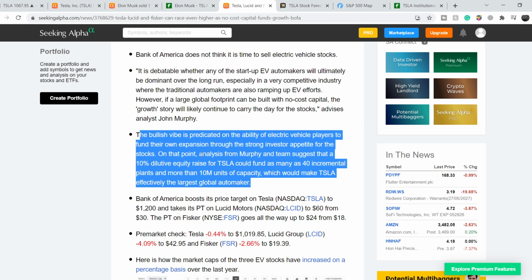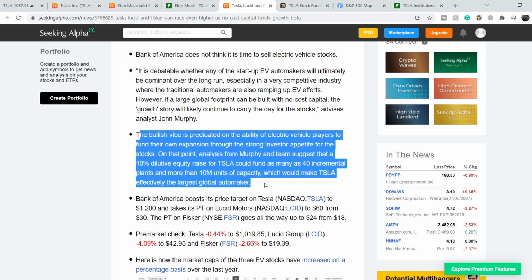On that point, analysis from Murphy and team suggests that a 10% dilutive equity raise for Tesla could fund as many as 40 incremental plants and more than 10 million units of capacity, which would make Tesla effectively the largest global automaker. And this news definitely is very positive for the long term for Tesla.